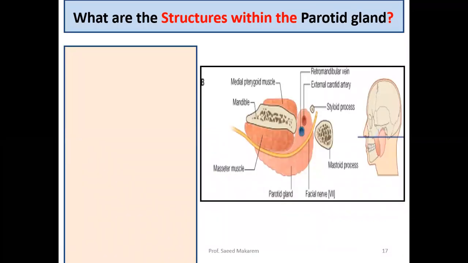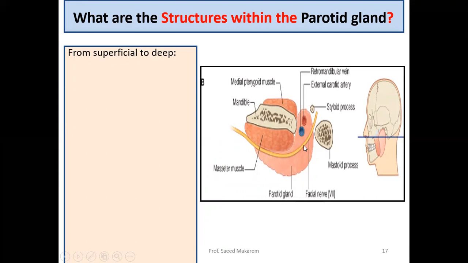Now coming to the structures within the parotid gland. What are the structures which are passing through the parotid gland? As you can see here, this is the superficial part. This is the section taken at this level, and you can see this is the parotid gland. There is a superficial part and a deep part. Inside the deep part is the mandible. This is the cut section seen from above.